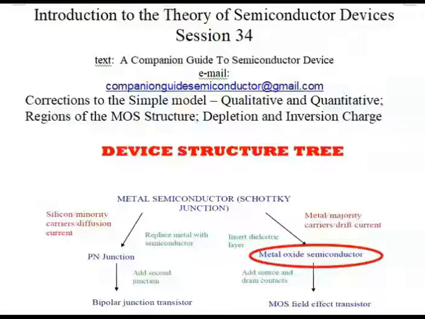last number of sessions. Then we'll be examining the quantitative model, focusing in on the regions of the MOS structure, the right regions, referring to the accumulation, the depletion, weak and strong inversion, and then we'll be focusing in on the depletion and inversion charges, and that's going to be the subject for the next few sessions.